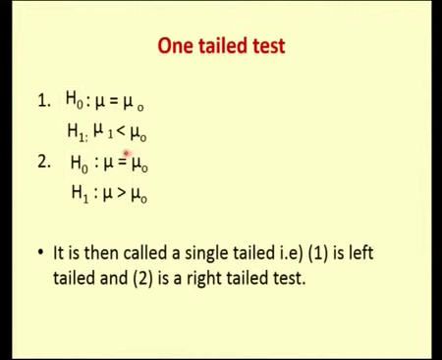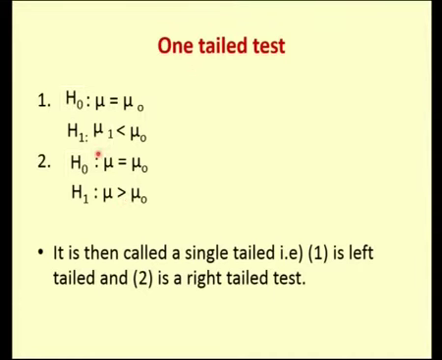As I told you, for one-tailed, in your alternative, if mu 1 is less than mu naught or mu 1 is greater than mu naught, so you will have either a less than type or a greater than type in your alternative hypothesis, then it is always a one-tailed test.